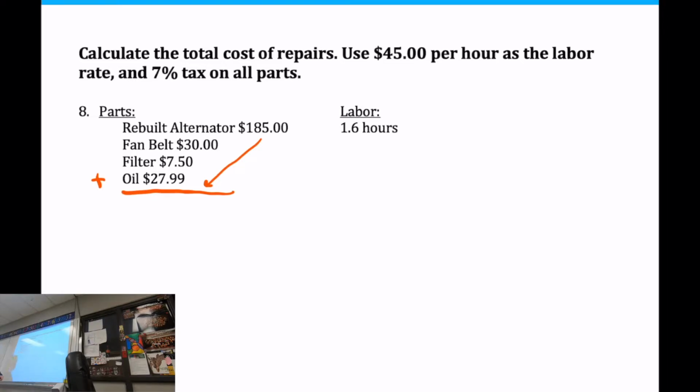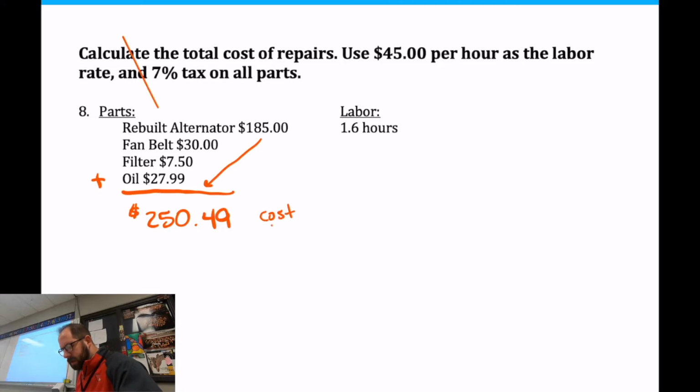All right, so let's go through this. Let's add these up. What do we get? We get 185, we're adding the 30, we're adding the 7.5, we're adding the 27.99. What do we get? Yep, $250.49. That is just the parts. That is the cost of parts. Now you don't have to write that, I'm just reminding you. That's what that 250 is. That is not our final answer. That is just the cost of adding our pieces together.